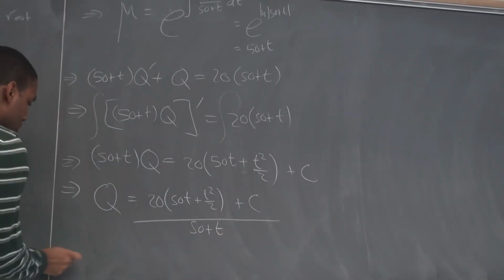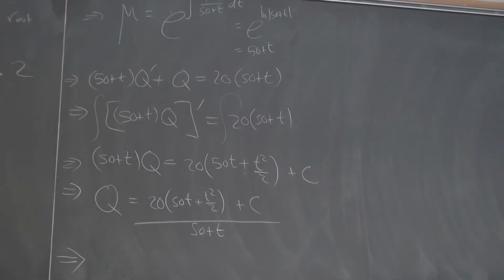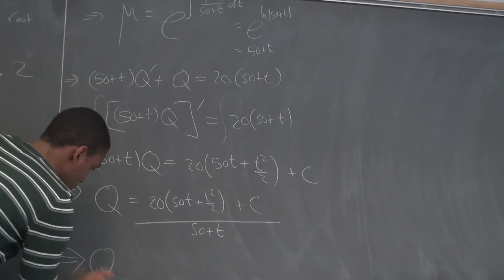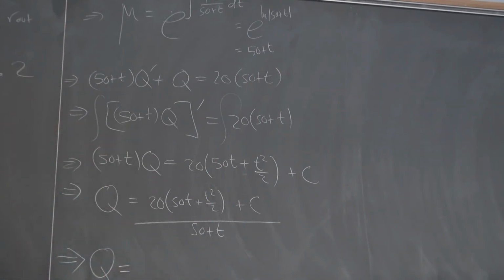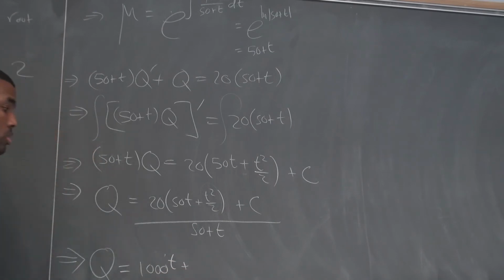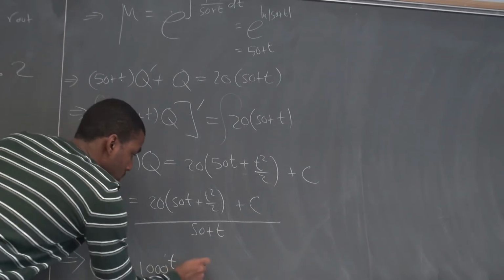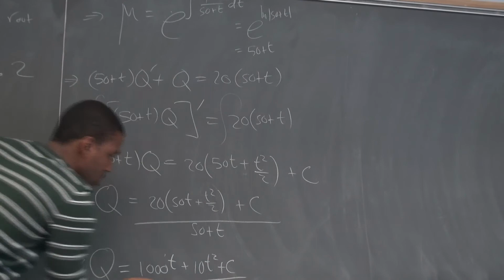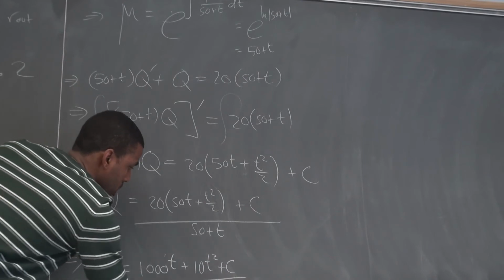You can make that look nicer. How can we make that look nicer? I don't like this fraction here. Distribute the 20. 20 times 50 is 1000t plus 10t squared plus c, all over 50 plus t.